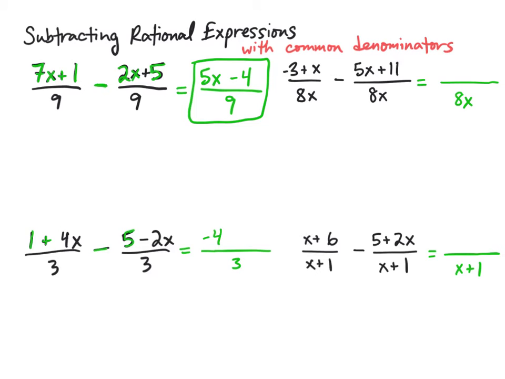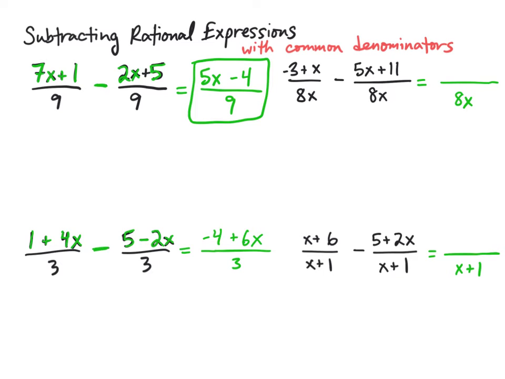And then we have a positive 4x minus a negative 2x. What happens when we minus a negative? That's going to turn to addition. So 4x plus 2x is going to be 6x.